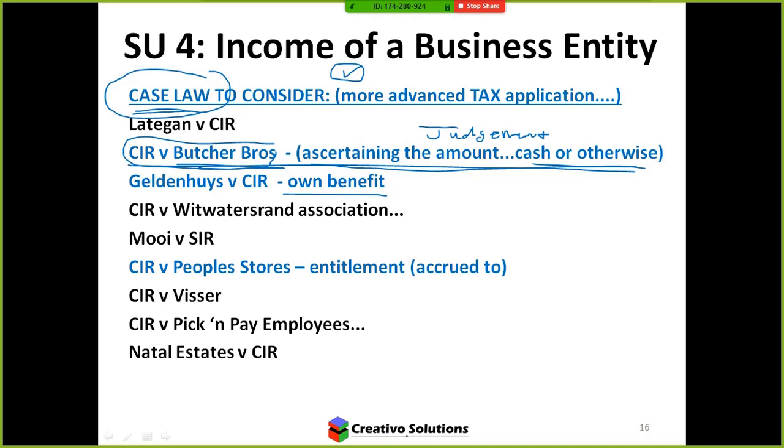Okay, so here are the notes. You've got others to consider, the own benefit, and you've got entitled to. Those cases talk about whether it is for the business's own benefit or for someone else, and whether you were entitled to that income or weren't you. So those are some cases that you can make use of to help support your motivation when you're applying this to a specific scenario in a test question.